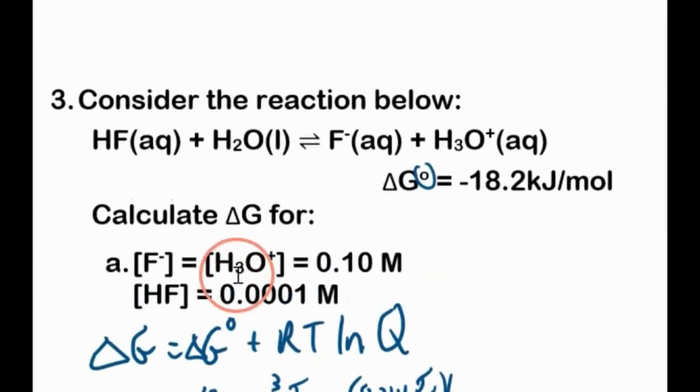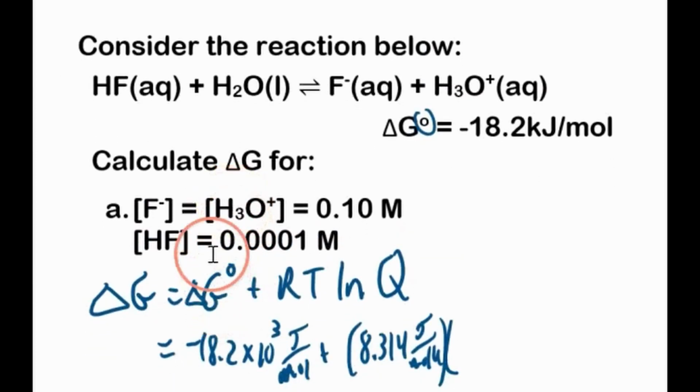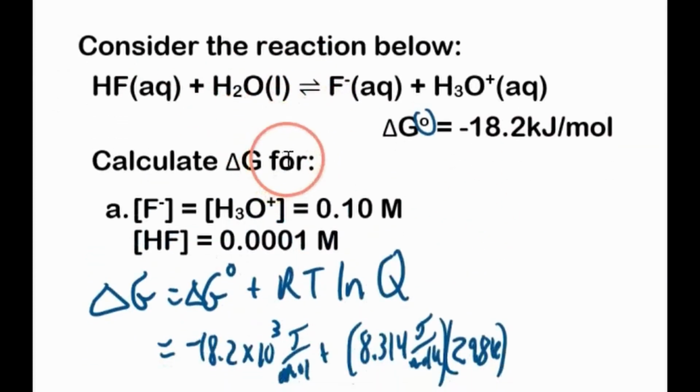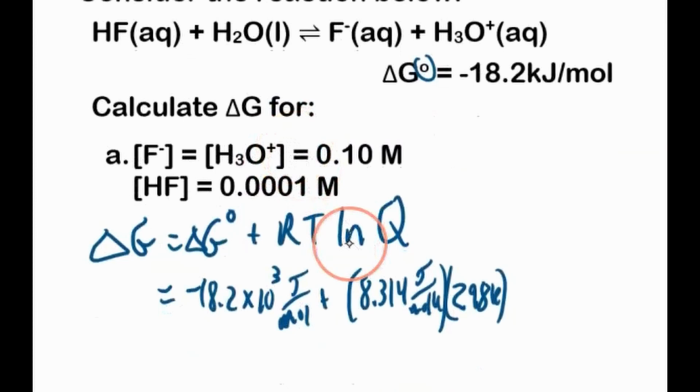And the temperature: if they don't give you a temperature, you have to assume it's 25 degrees Celsius, 298 Kelvin. It doesn't have to be. It could be a different temperature, and they really should specify that. But again, this is the exam problem we're given, so we've got to work with it.